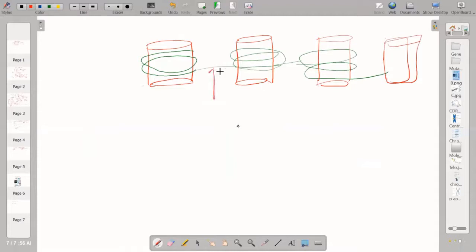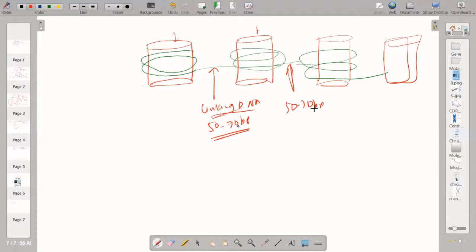Now, this part, which is not wrapped around histone proteins, but is actually linking 2 nucleosomes. This is one nucleosome, this is one nucleosome. It's linking 2 nucleosomes. This is called the linking DNA. And this linking DNA will be around 50 to 70 base pairs.